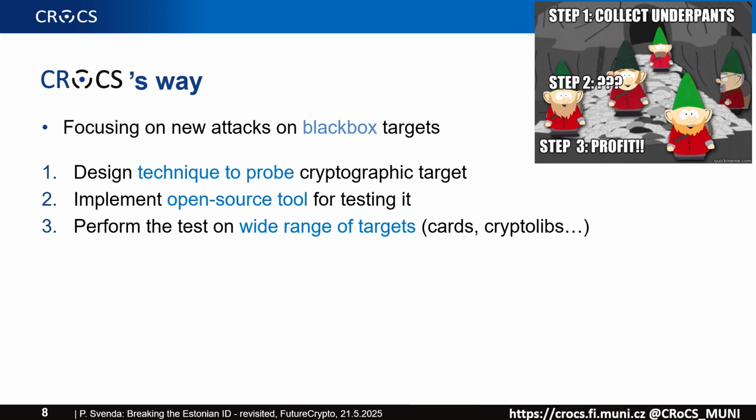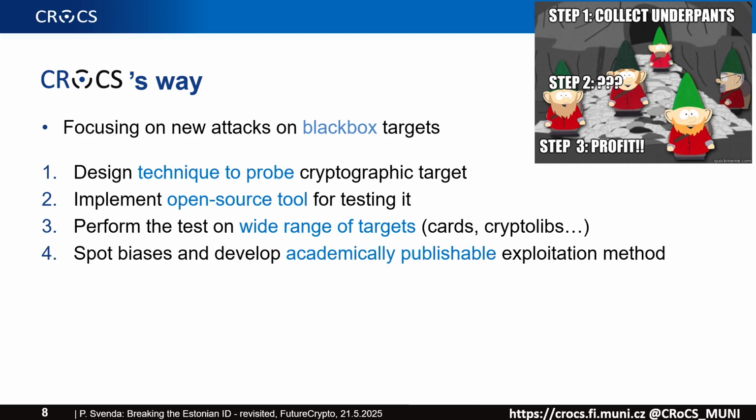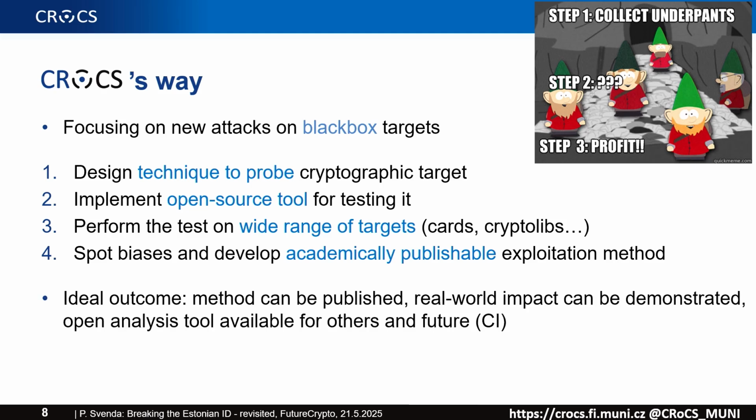And we run it against as many targets as we can get. We are not just picking one Estonian card and trying to do it there. We are trying to run on everything. Libraries, hardware, everything. And if we start to see something off, we start to reason why it's there. Sometimes we get knowledge about the internal implementation, and sometimes we get a publishable method and maybe a vulnerability. So the ideal outcome for us as academic researchers is that we can have the method published, a reasonably complex and interesting method. We can get it published.